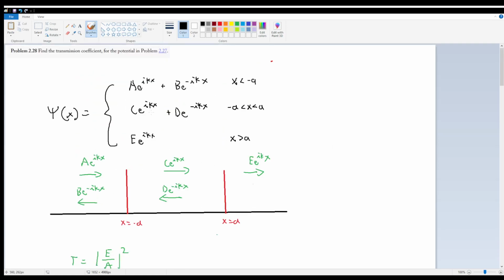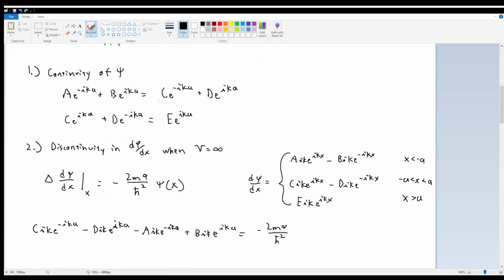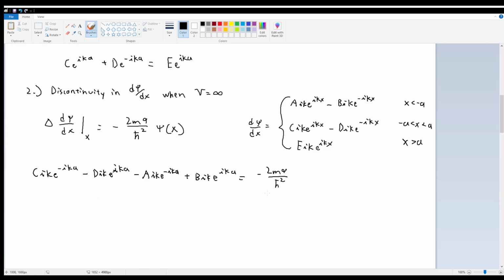For psi of a, we can choose either of these. For simplicity, I'm just going to choose the first one with a and b. So this is going to be multiplied by a e to the negative i k a, plus b e to the positive i k a. And this is condition 1. Let me just double check that everything's right: d i k e to the i k a minus a i k e to the negative i k a plus b i k e to the i k a.